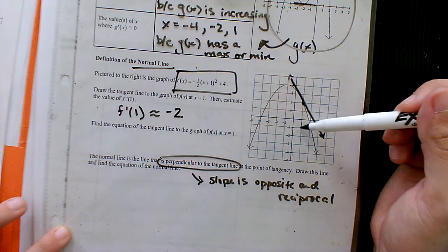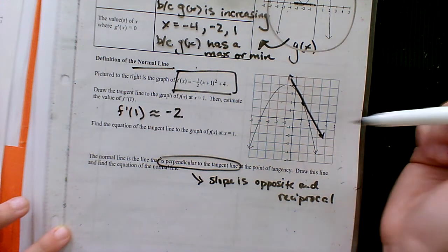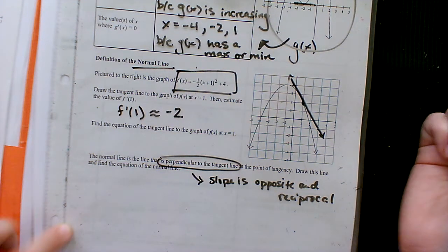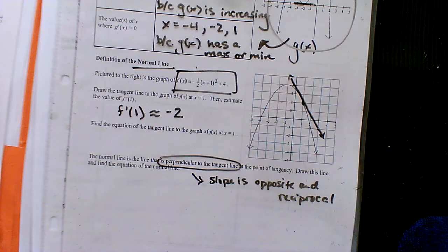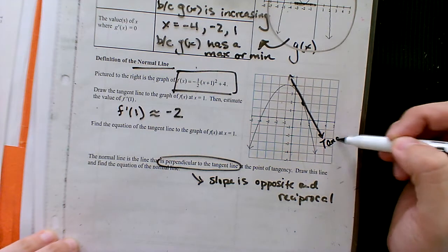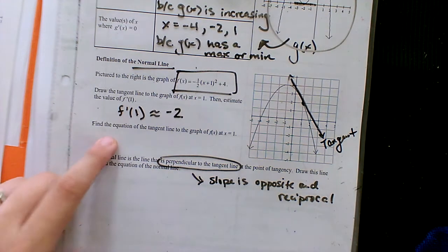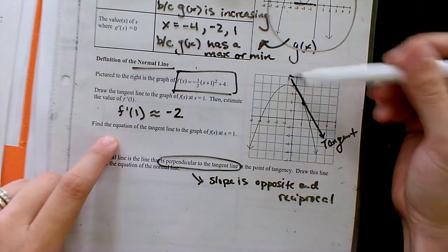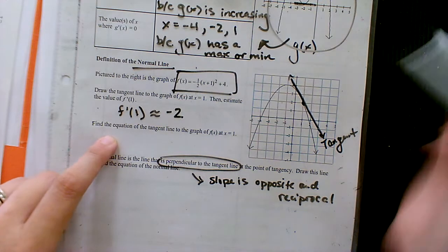Mine looks like down 3 over 2, with the way I drew it, so that'd be -1.5. Okay, but still pretty close. All right, something around there. So this was your tangent line. Notice how it only touches once. They now want us to find an equation of this tangent line that you drew.